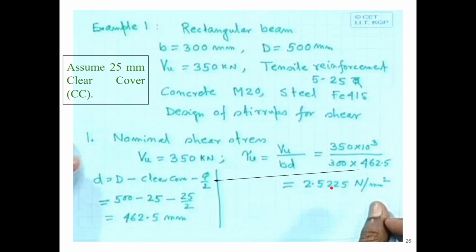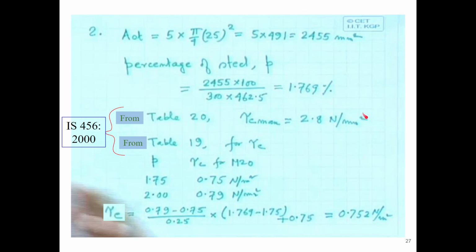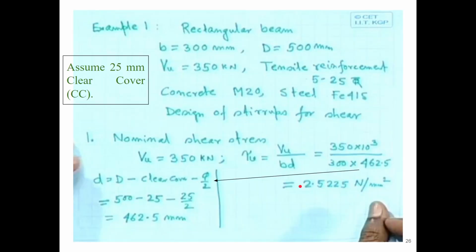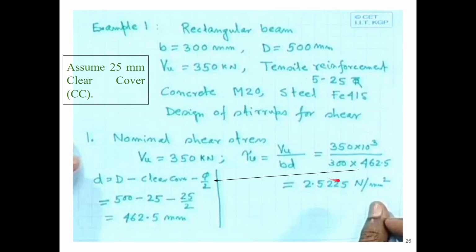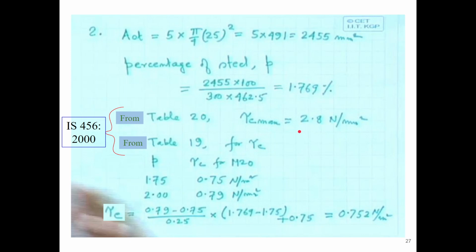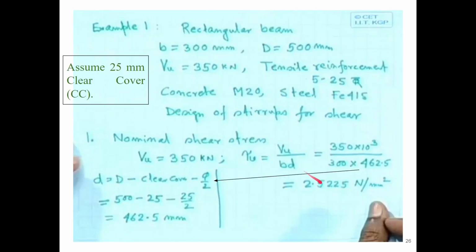If this value would have been greater than 2.8, say 2.9 or 3 or 3.1, that means although we would have designed, the section will not be capable of taking the shear resistance. It will definitely fail for shear, even if we design for stirrups, still the beam will fail for shear. So that's why it is very important to check that tau v, which is 2.5, is less than tau c max, which is 2.8, right? In this case, as it is less, so it is okay.